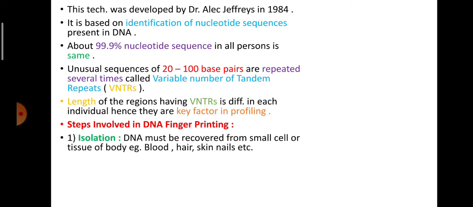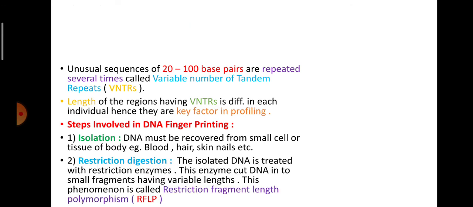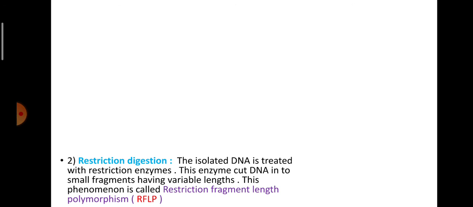Steps involved in DNA fingerprinting: number one, isolation. DNA must be recovered or isolated from small cells or tissue of the body, for example blood, hair, skin, nails, etc. Restriction digestion: the isolated DNA is treated with restriction enzyme. This enzyme cuts DNA into small fragments having variable length. This phenomenon is called restriction fragment length polymorphism, RFLP.